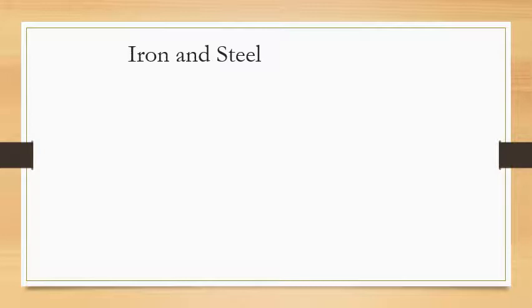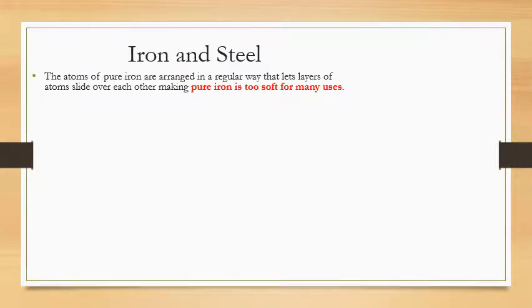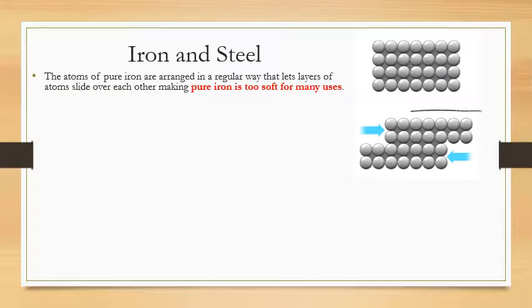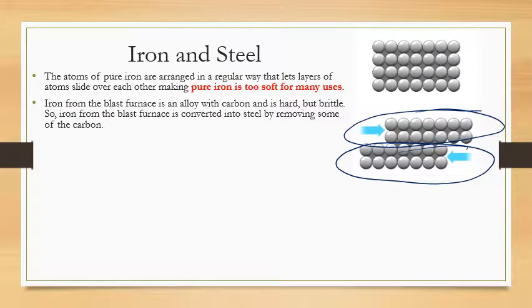So let's now look at the relationship between iron and steel. The atoms of pure iron are arranged in a regular way that lets layers of atoms slide over each other, which makes it too soft. So you can see here that in normal metallic iron, the atoms can slide over each other, and that means iron itself is too soft and can't really be used to build bridges or motor vehicles because it's not strong enough. Iron from the blast furnace is actually an alloy, and we'll look at alloys further on. Essentially an alloy is a mixture of a metal with another element, and in this case the element is carbon. So it's hard but very brittle to the touch.